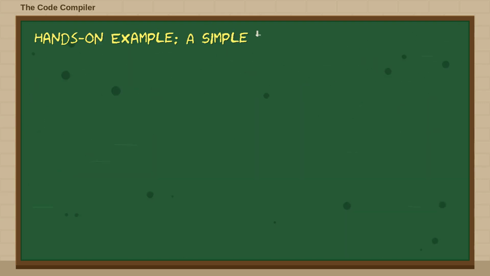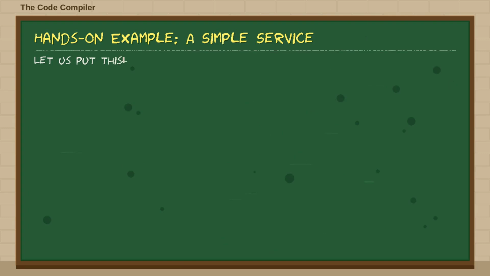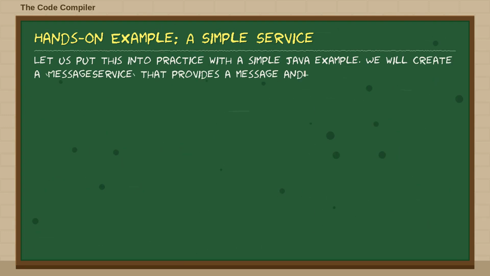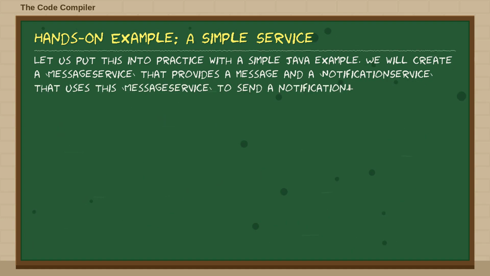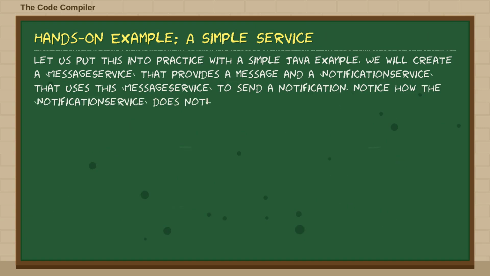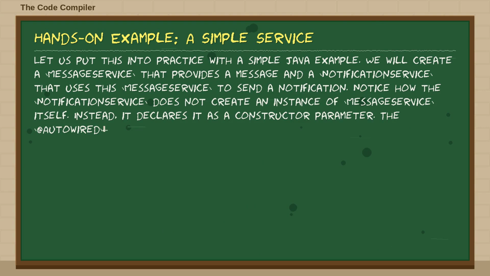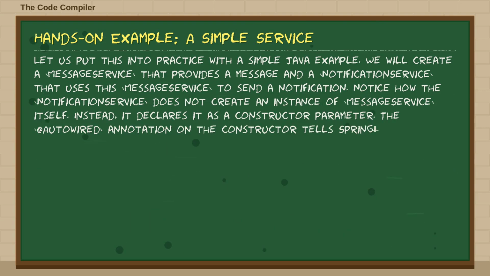Let us put this into practice with a simple Java example. We will create a message service that provides a message and a notification service that uses this message service to send a notification. Notice how the notification service does not create an instance of message service itself. Instead, it declares it as a constructor parameter. The @Autowired annotation on the constructor tells Spring to find a suitable message service bean and inject it automatically.